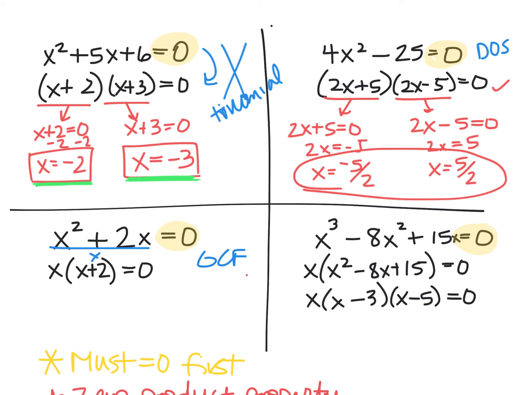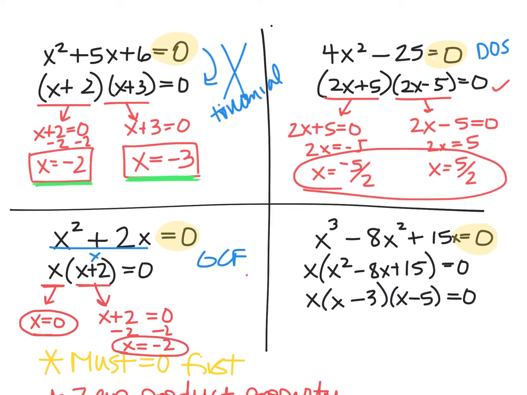So now I'm back to my same thing. I have 2 things multiplied together that equal 0. So either x equals 0 or x plus 2 equals 0. Now sometimes people get stuck, but there's nothing to do here. x just equals 0. On the other one, I can subtract 2 on both sides, so x equals -2. And again, I have 2 solutions.